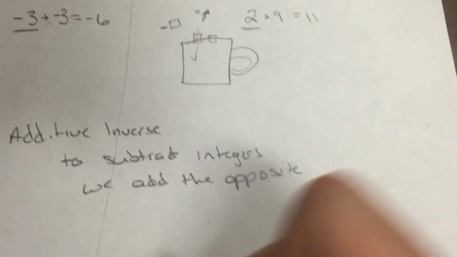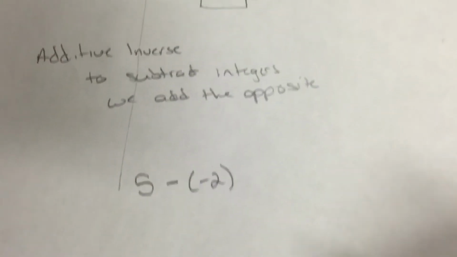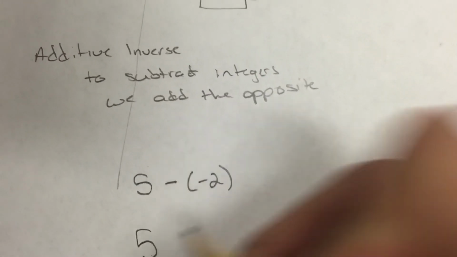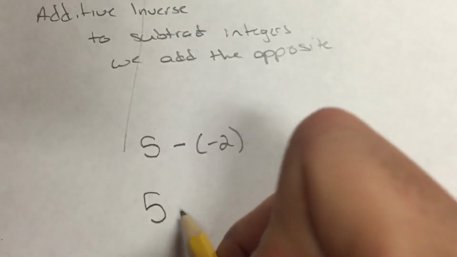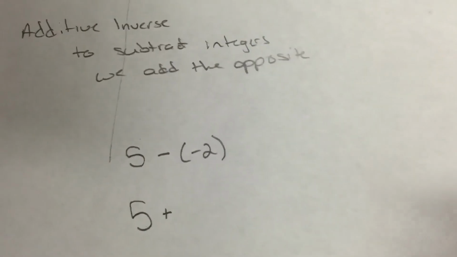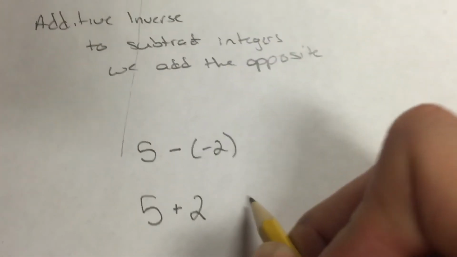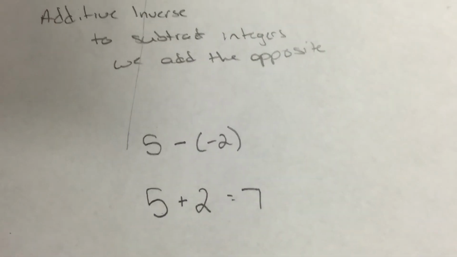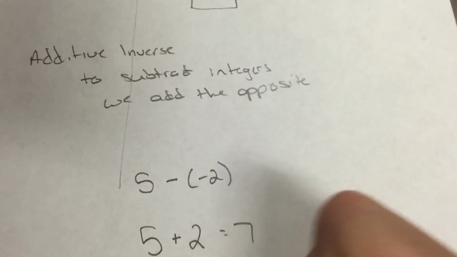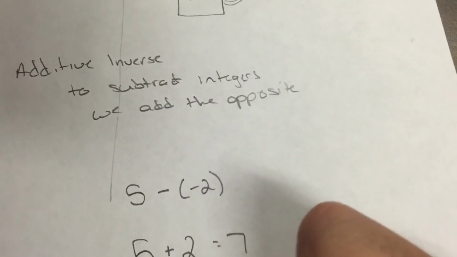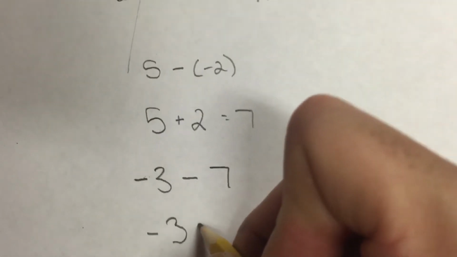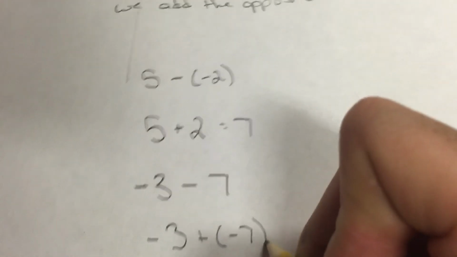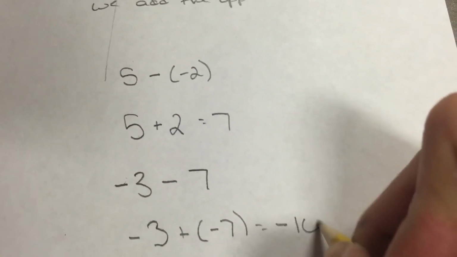If we have 5 minus -2, that 5 stays the same because we have to start with that same value. I can't take away something and change the first value. But instead of subtracting -2, I'm going to add 2, and I get 7. -3 minus 7 is going to be the same as -3 plus -7, which is going to equal -10.